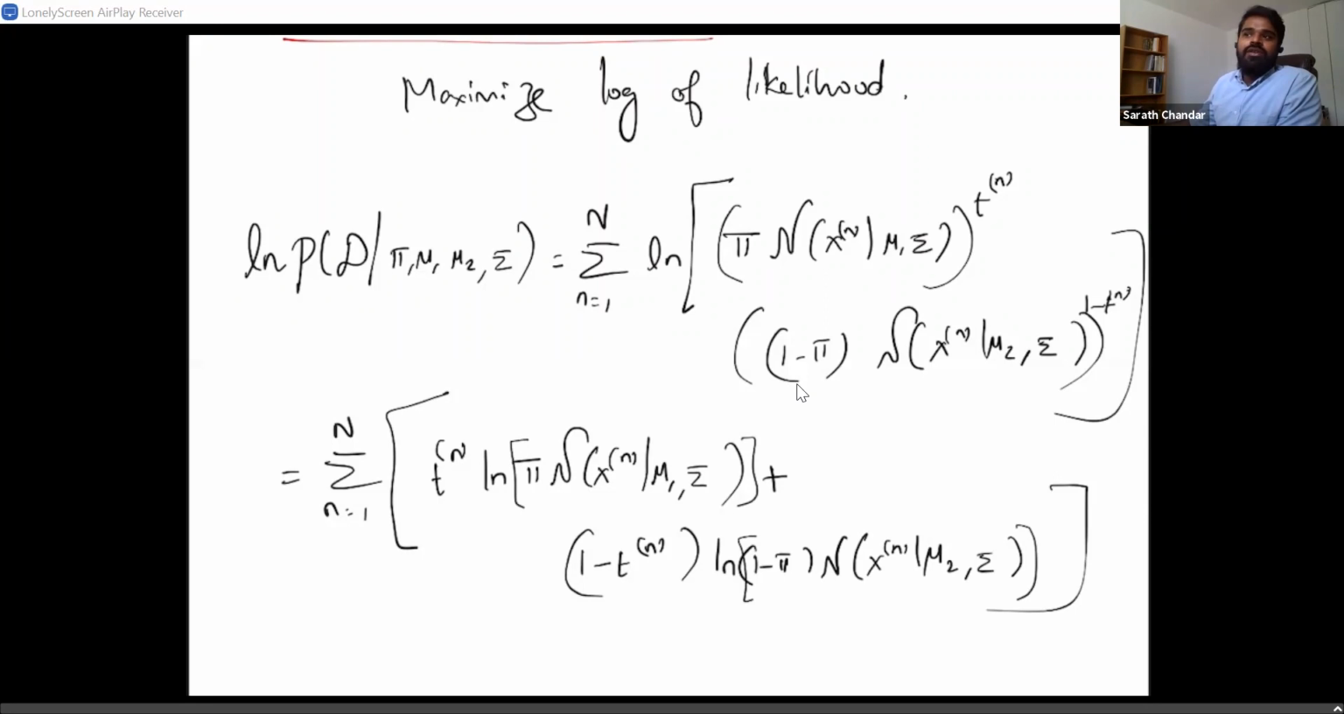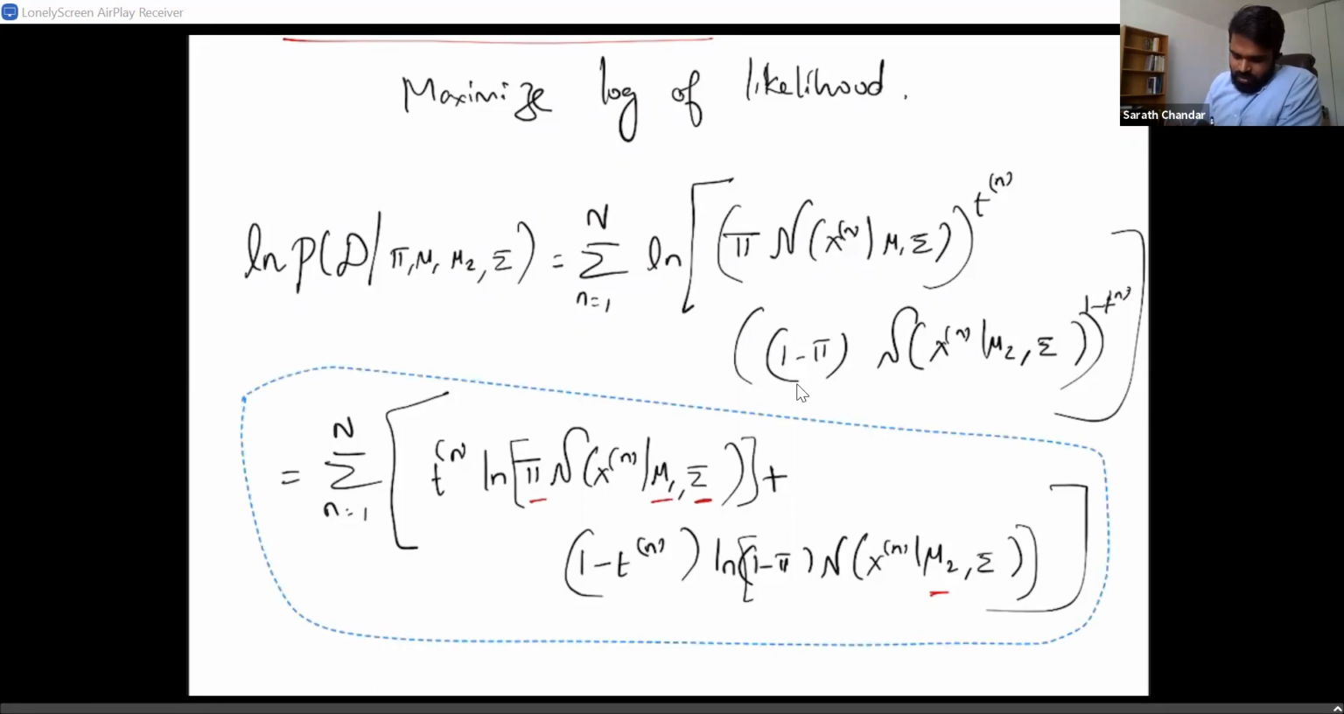I just need to differentiate this and set it to 0 so that I get the parameters. Can someone remind me again, maybe in the chat, what are the parameters that we are interested in finding for GDA? There is mu1 and mu2, yes. So mu1 we need to find, mu2 we need to find. There is sigma, which we need to find. And there's also pi. These are the things we need to find. So let's do them one by one.